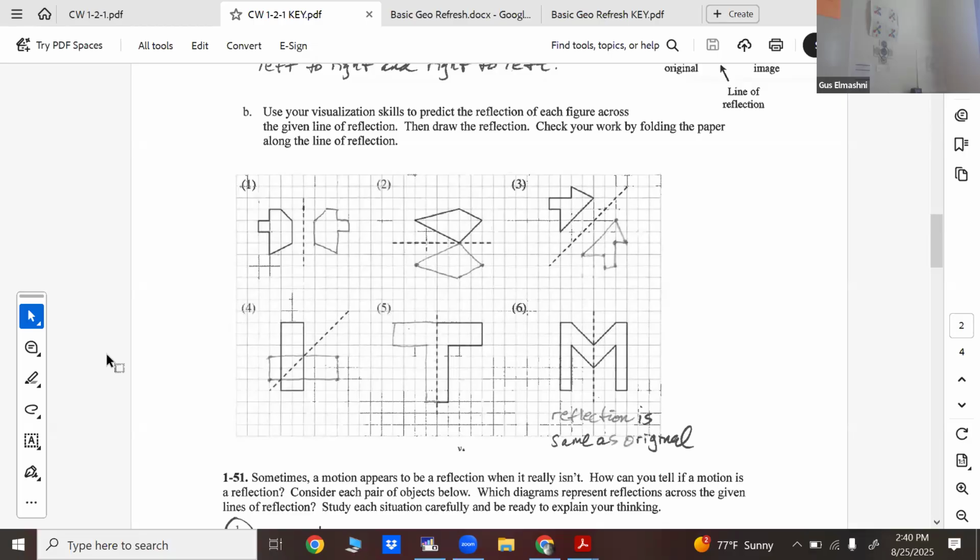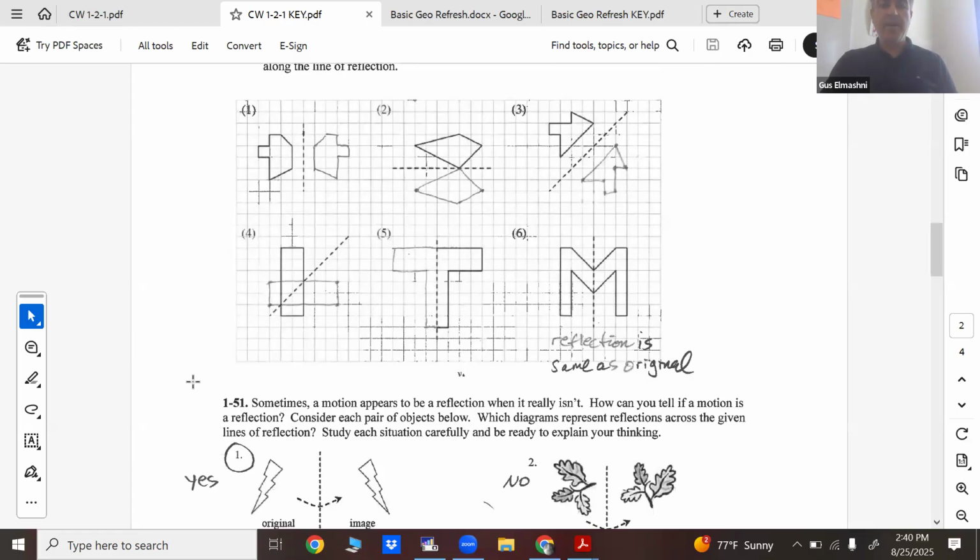The whole point of this is if you cut out a square piece of paper and fold along the dashed line, what would happen to these two images? They map onto each other exactly. That's what would happen. Cool. So let's keep moving. Any questions? All right.